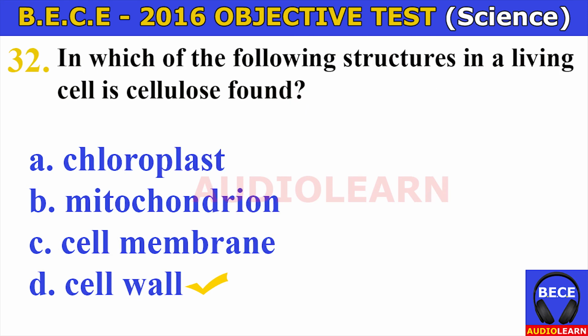Number 32. In which of the following structures in a living cell is cellulose found? A. Chloroplast, B. Mitochondria, C. Cell membrane, D. Cell wall. And the answer is D. Cell wall.